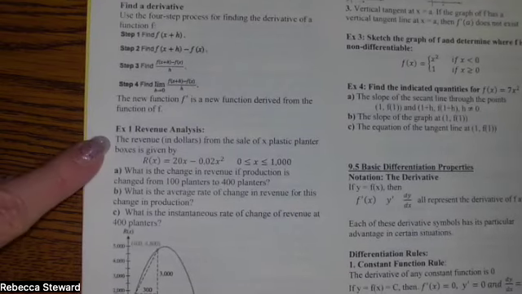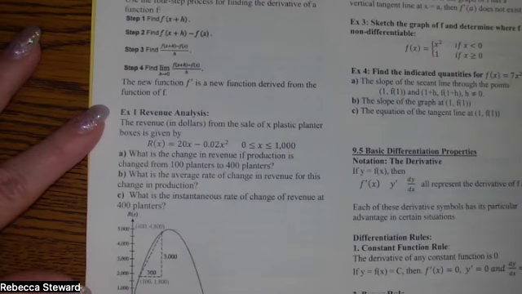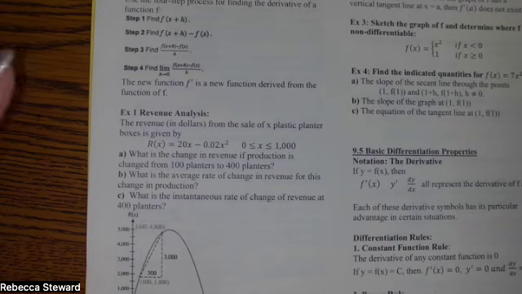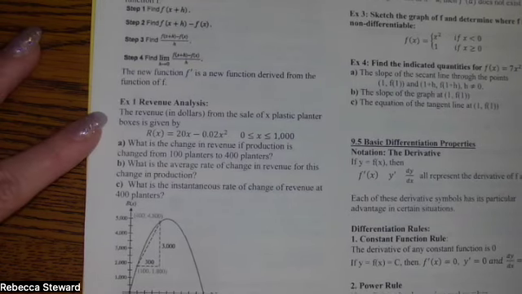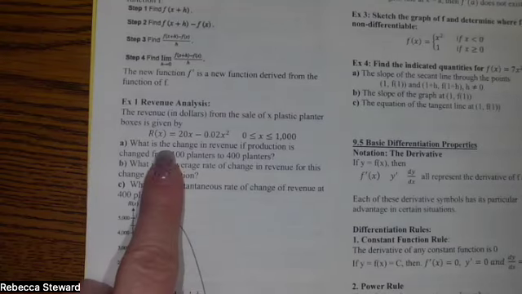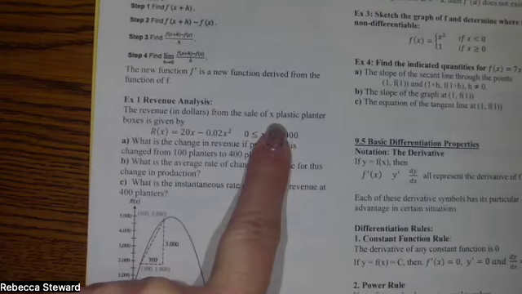We have a revenue analysis. The revenue in dollars, because this is for a business math class, so there are going to be more business math related questions versus just calculus. The revenue in dollars from the sale of some plastic planter boxes is given by this, and that x determines how many planters we are creating.